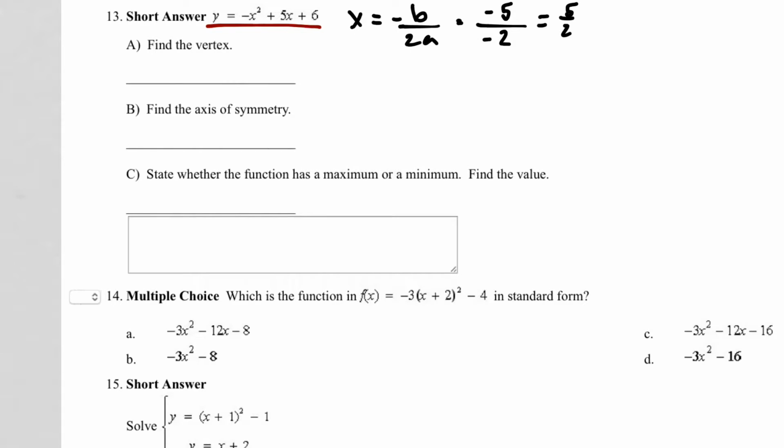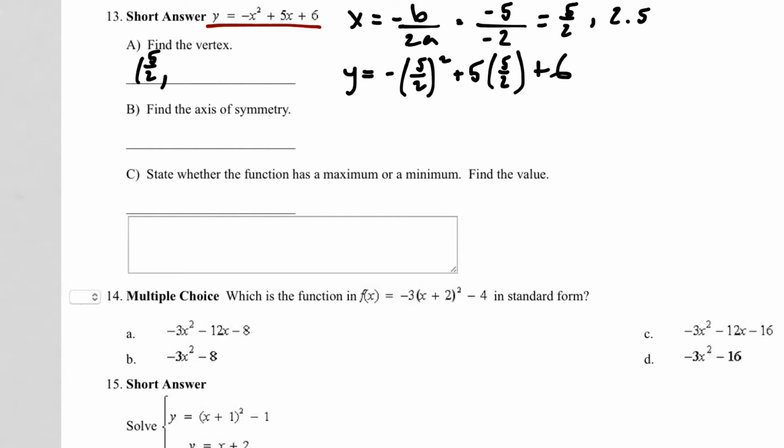You could leave it as 5 halves, or you could write it as 2.5. It doesn't matter. The vertex is 5 halves, comma, something. I gotta take that number and I have to plug it in. Okay, so I'm gonna plug in 5 halves into my equation, into my function, and y equals negative 5 halves squared plus 5 times 5 halves plus 6.